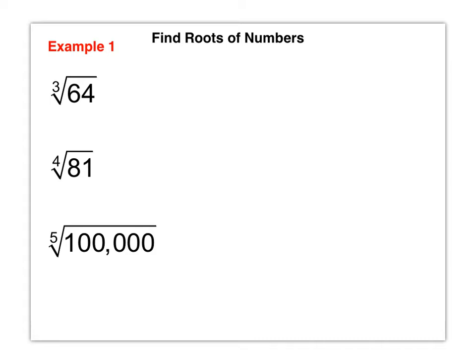All right, let's find roots of numbers. Let's begin with the cube root of 64. We're searching for the number that when raised to the third power will give you 64. Well, 64 is the same thing as 4 times 4 times 4. So 64 can be written as 4 to the third power.